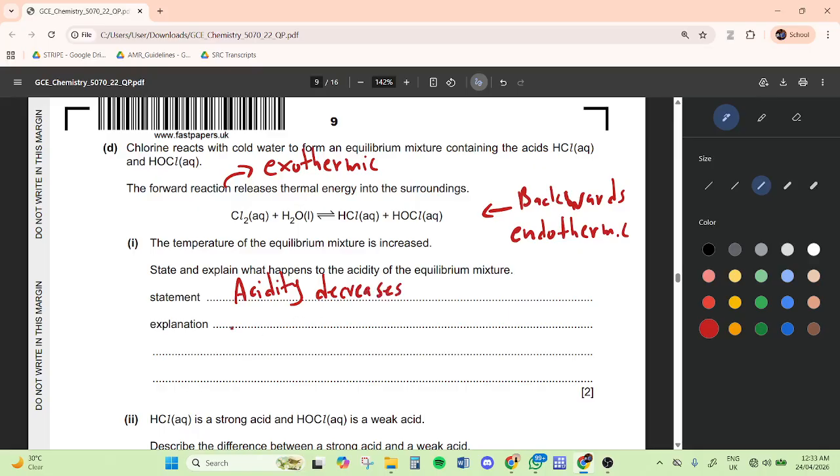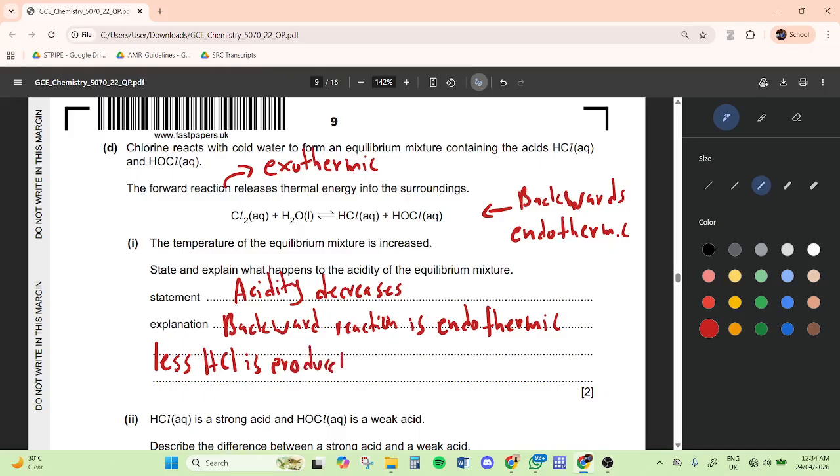Decreases. And why? You're going to mention that the backward reaction is endothermic. Because the backward reaction is endothermic, less HCl is produced. And because less HCl is produced, acidity decreases.